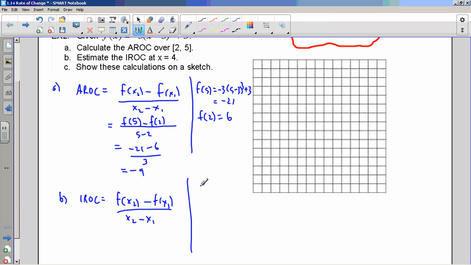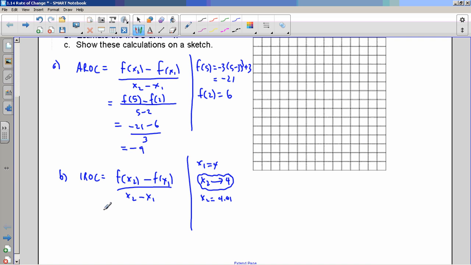If we think of x1 being 4, then we want x2 to get close to 4, but we will actually still want to have a calculation. So we pick it as close as we possibly can without getting too frustrated about typing too many decimals in our calculator. So usually I like using the 4.01. The 0.01 is pretty close, so I'm going to use that interval.